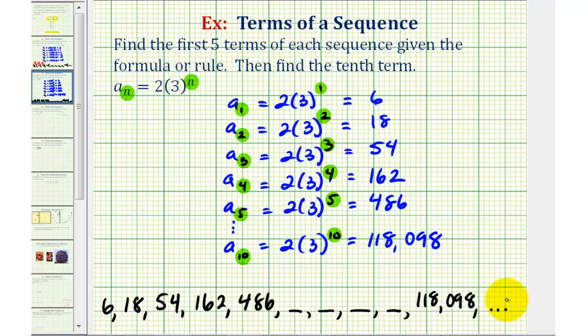This is called a geometric sequence because to find subsequent terms in the sequence, we multiply by a constant. Notice in this case, if we start with 6 and we multiply by 3, we get 18. 18 times 3 is equal to 54. 54 times 3 is equal to 162, and so on. This shouldn't be surprising because notice as n increases by 1, we multiply by another factor of 3.